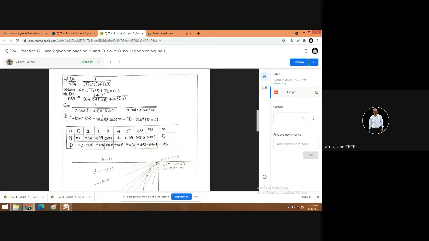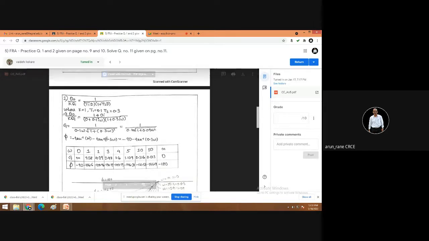This is a typical second degree transfer function. Again, here the values of k, that is the gain constant, and t1, t2, the time constants, are 0.1, 0.3. Same procedure: substitute the values of t1, t2, replace D by I omega. Write clearly the real part and imaginary part so that you don't make a mistake.